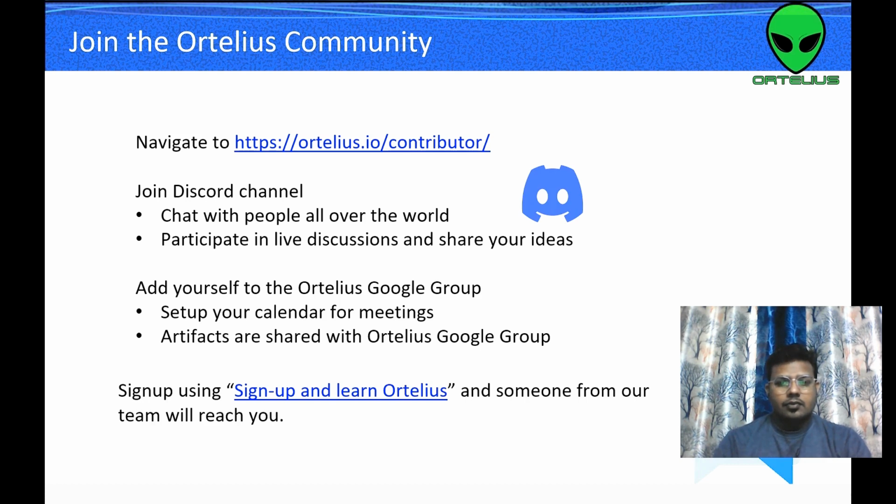The other thing is Ortelius Google groups. Once you join that Ortelius Google group, you will get notification for all the calendar invites for the Ortelius meetings. Apart from that, we share all our documents with the Ortelius Google group, so if you are a part of that, you will have access to the artifacts that we share there. And there is a bonus sign up URL as well on the contributor page, wherein you can fill a simple form and someone from Ortelius team will reach out.